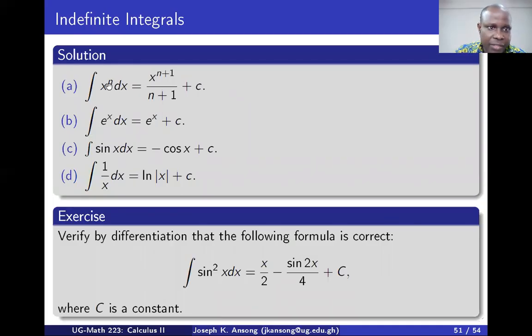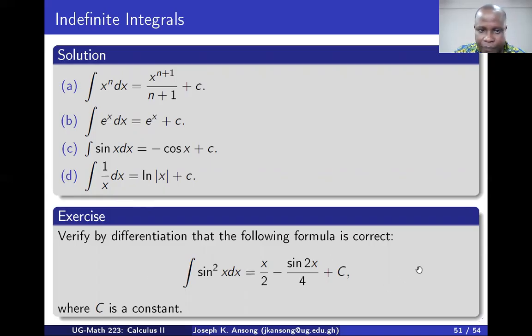Okay, so integrate x to the n: you add 1 to the exponent and divide by it. You have x to the n plus 1 divided by n plus 1, plus your constant of integration. If you integrate e to the x, you get the same thing plus your constant of integration. The integral of sine is negative cosine. The integral of 1 over x is ln of the absolute value of x plus c.